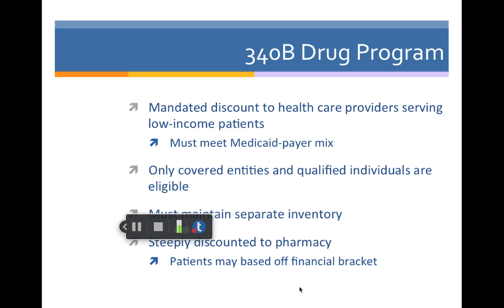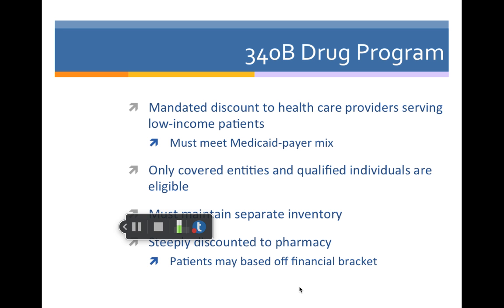So covered entities are going to be a community health center, a disproportionate share hospital, and then a provider who is employed by that covered entity must write the prescription in order for the 340B medication to be used. This must be maintained in a separate inventory. So if a hospital has 340B, or if a pharmacy like Kroger or Walgreens has 340B, they have to maintain that separately from their inventory for patients who are not seen by those covered entity providers.